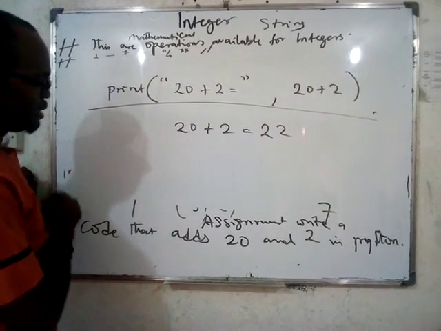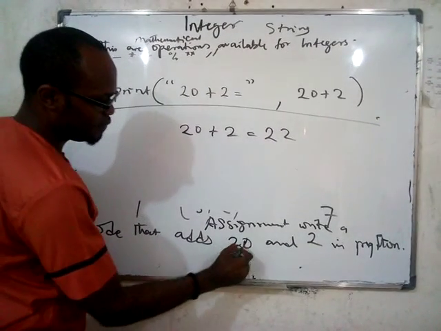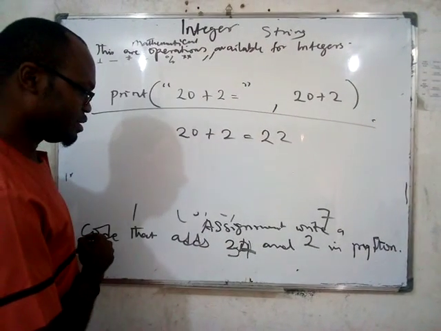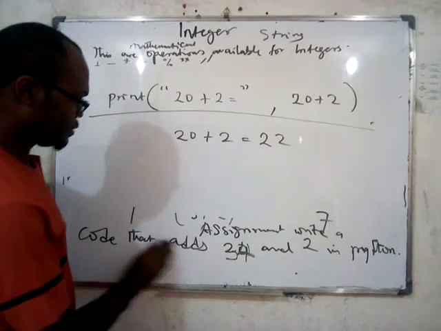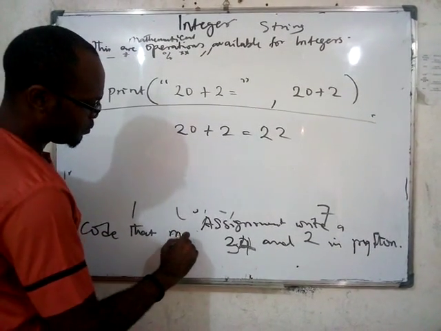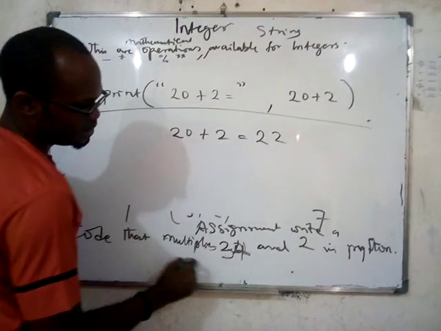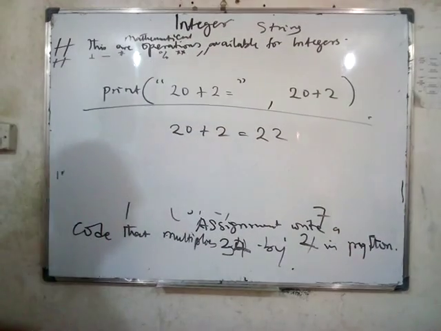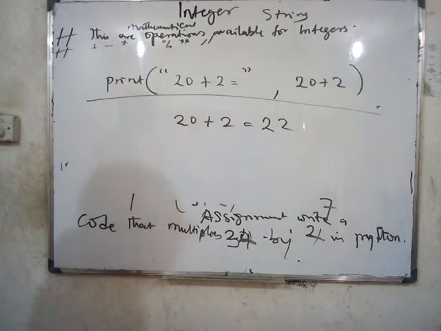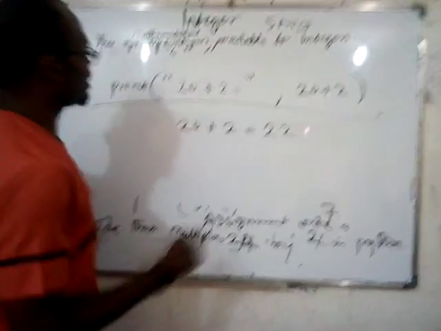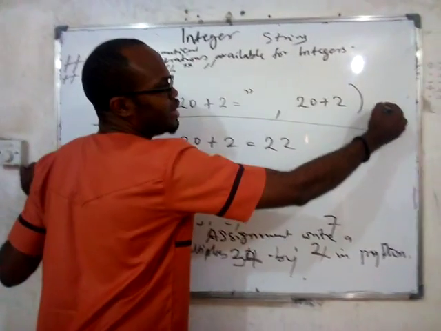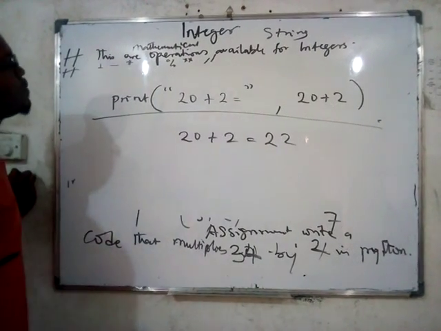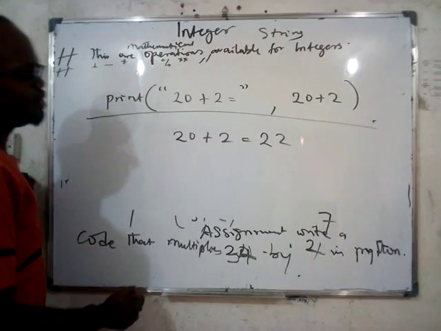So take home assignment. Write a code that multiplies 32 by 4. So this is the assignment, then we'll continue from here. So you can notice that anytime you are writing a line of code in Python, you don't end it with a semicolon, just like you do in Java. You understand? If you want to print this out, it's as simple as this.